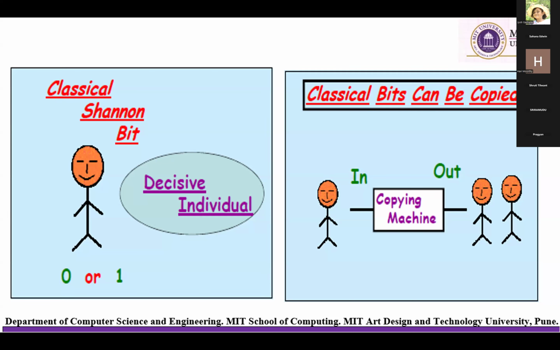Additionally, classical bits are easily copied, meaning that once a bit is created, it can be replicated without restrictions. For example, a copying machine can generate an identical bit from the original. This is in contrast to quantum bits or qubits, which follow different principles and cannot be copied in the same manner due to the no-cloning theorem.